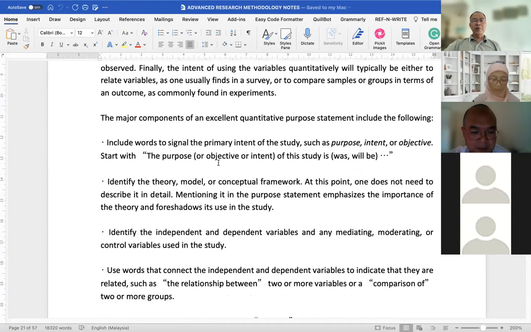The major components of an excellent quantitative purpose statement include the following. Include words to signal the primary intent of the study, such as the purpose or intent or objective of the study. Start with, for example, the purpose or objective or intent of the study is what? Can you hold on?